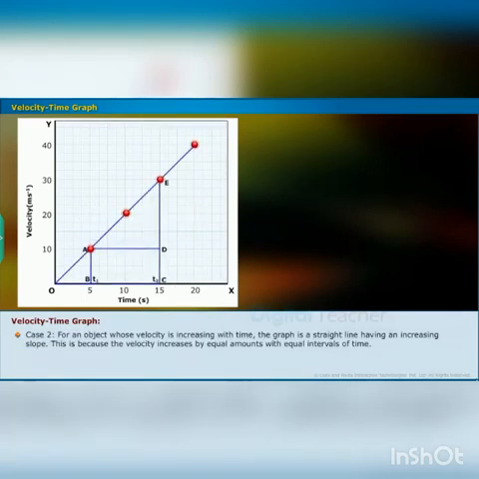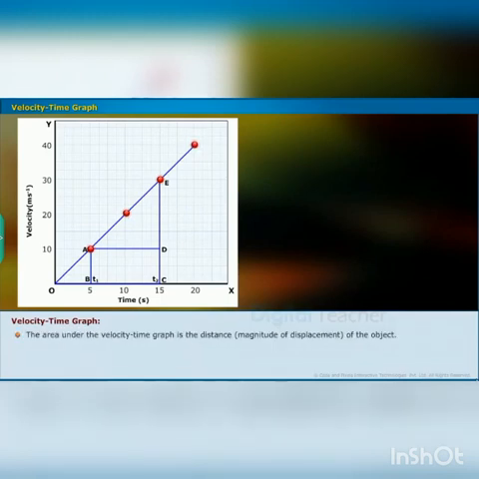Case 2. For an object whose velocity is increasing with time, the graph is a straight line having an increasing slope. This is because the velocity increases by equal amounts in equal intervals of time. The area under the velocity time graph is the distance, that is, the magnitude of displacement of the object.